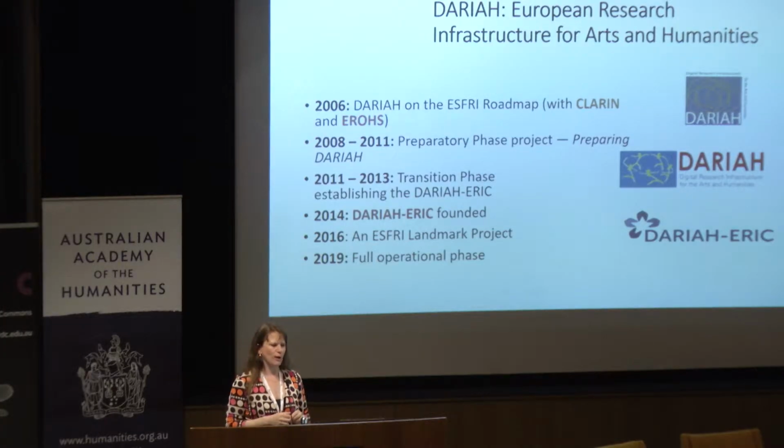But to go back to our own path through this, in 2006, we were on that first S3 roadmap, along with Clarin, which I think got mentioned earlier today, which is a similar research infrastructure for linguistic resources, and something called EROS. And I think this is really interesting, the European Research Observatory for the Humanities. And EROS actually never even reached the launch phase. And again, there's an interesting question there as to whether or not part of DARIAH's success is this focus on the digitality. As I mentioned, it's not the thing that we focus on. We focus on, as our users, the arts and humanities.